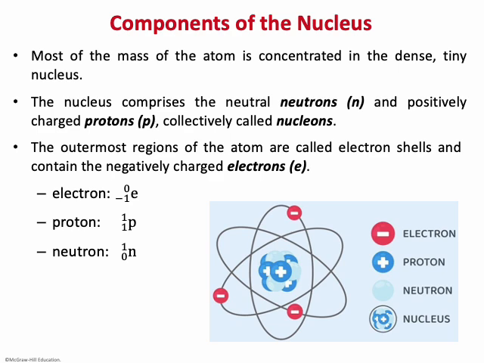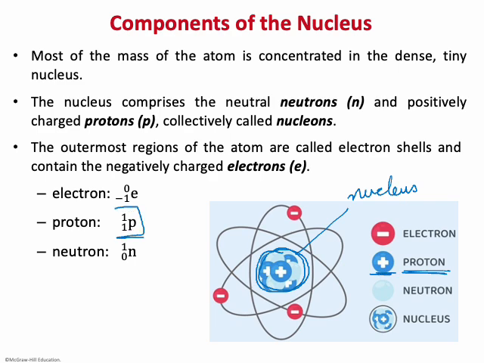For instance, what is the structure of an atom? An atom basically consists of a very dense nucleus in the center. This is the densest part. This is called the nucleus. The nucleus contains two subatomic particles. The first particle is called a proton, which is positively charged and is abbreviated by this symbol.